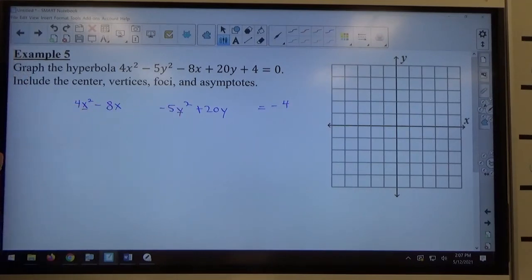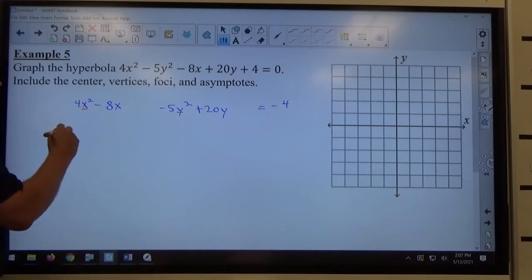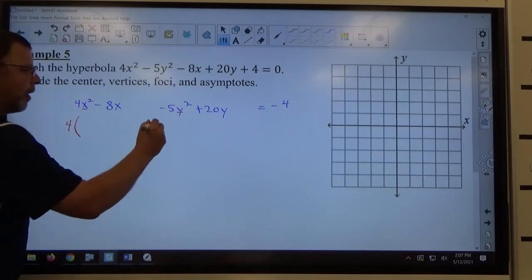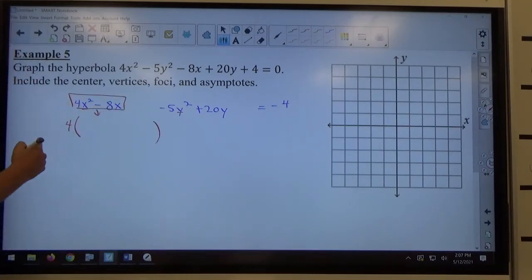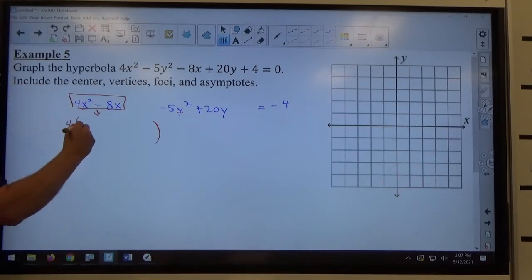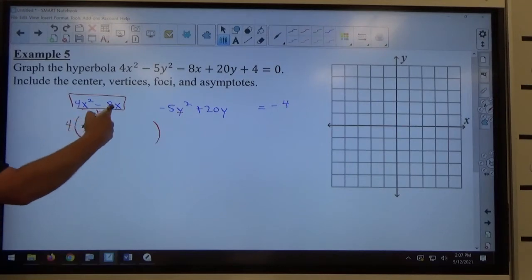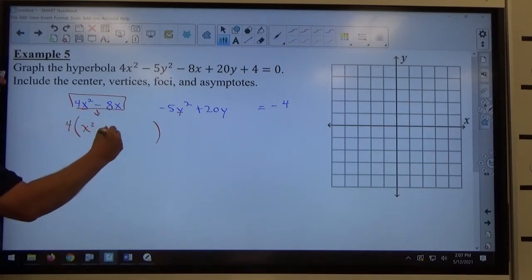The second step, very, very important step, this has to be 1x squared, this has to be 1y squared. There's no way around that. It has to be. So if there's a number in front of either x squared or y squared, we must take that number out. So in front of x squared there's a 4, so I'm going to take a 4 out, put a parentheses. And I want these two terms to go into the parentheses correctly so that we took a 4 out of both objects. So 4x squared divided by 4 makes positive 1x squared. Negative 8x divided by 4 makes negative 2x.